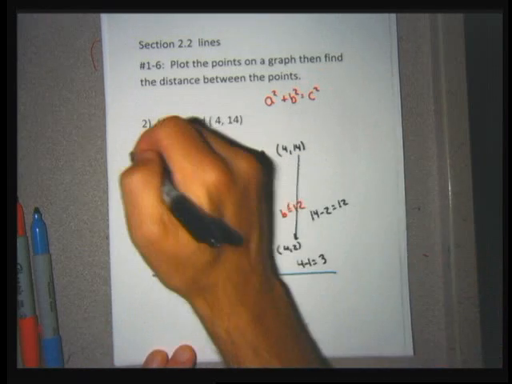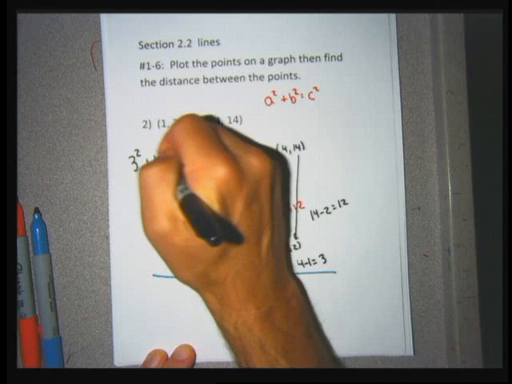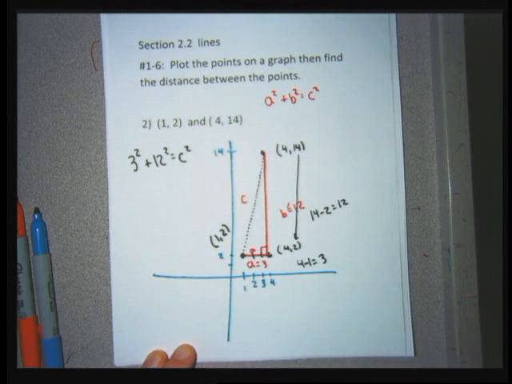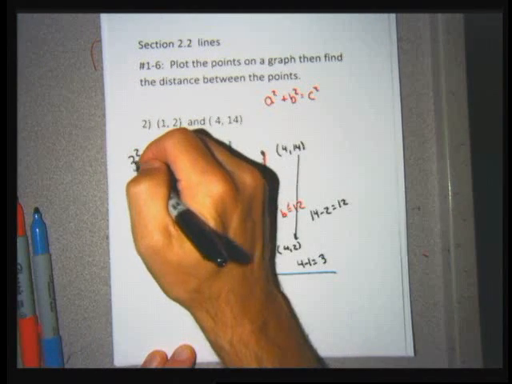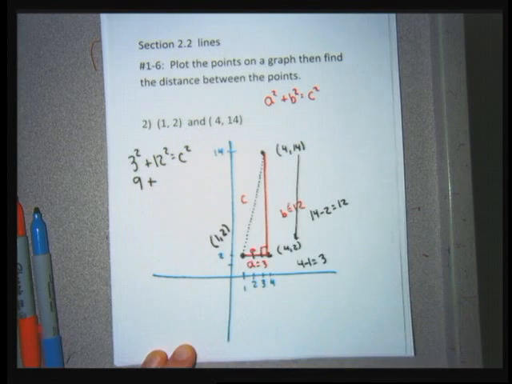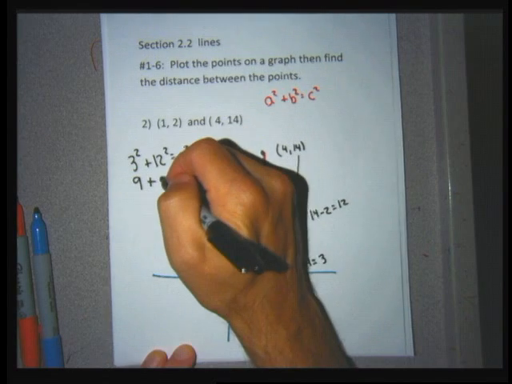I'll just use the formula. So a squared is going to be 3 squared. B squared is going to be 12 squared. That's going to equal c squared. I could use my calculator to do 3 squared, but I don't need that. 3 squared is 3 times 3, which is 9. You may need your calculator for 12 squared. 12 squared is 144.